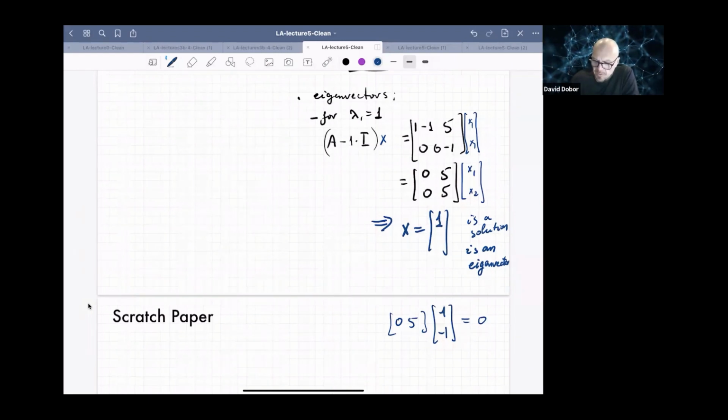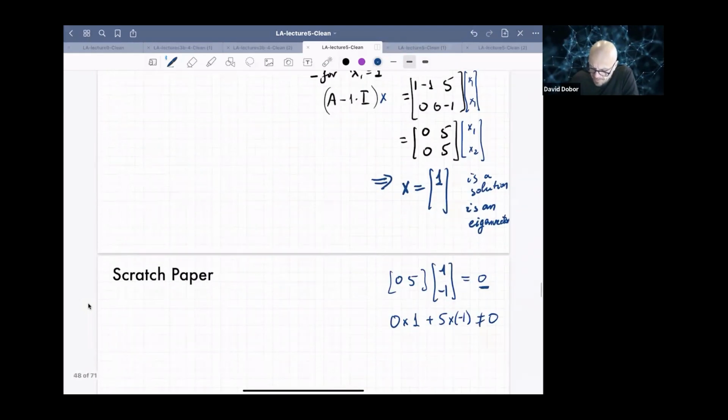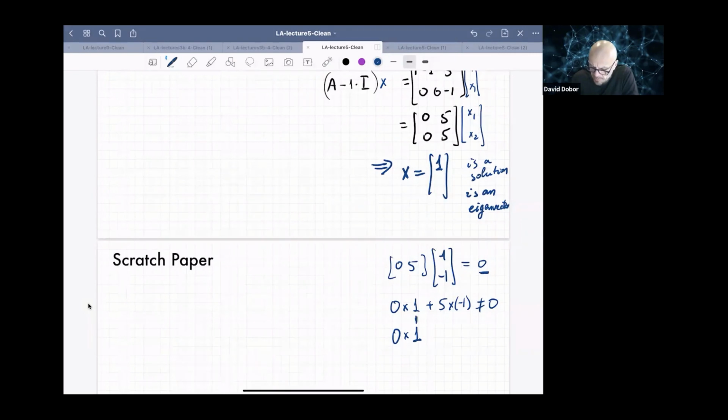If this guy is 1, what does the X2 have to be so that I get a 0 here? So 0 times 1 plus 5 times minus 1 did not equal 0. But I did set this 1, I set it here, that's my x1. Plus 5 times something, I want this to be 0. What does that something have to be? The only thing that the something can be is 0, so that this works out to 0, right? So 1, 0 is the solution. Do people see this? The 1, 0 is the solution.